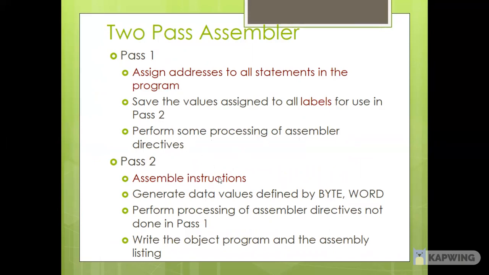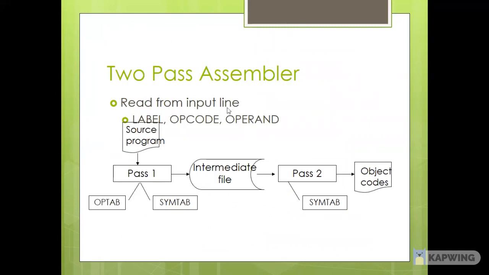And what are the functions performed in pass 2? Assemble instructions, generate data values defined by BYTE or WORD, perform processing of assembler directives not done in pass 1, and write the object program and the assembly listing. So this is the structure of a two-pass assembler. It reads the input data: label, opcodes and operands. From the source program, pass 1 generates the opcode table and symbol table. This will be your intermediate file, which is then given to pass 2. Pass 2 uses the symbol table and generates the object code.